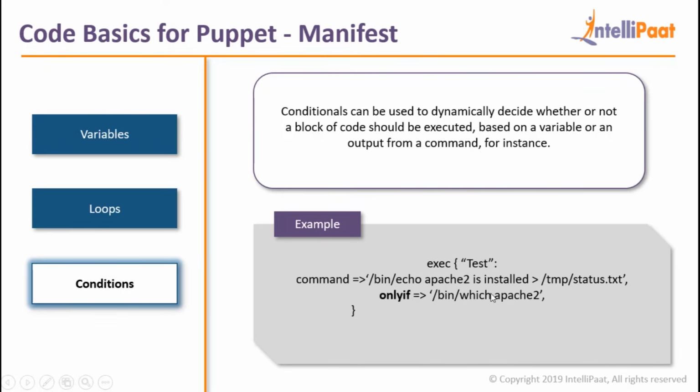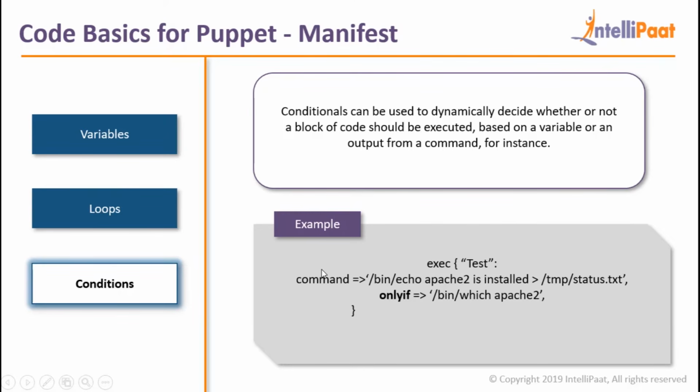And what is this other command doing? It is basically checking whether Apache 2 is present or not. If Apache 2 is present, it will return something on the command line, otherwise it will not. So onlyif ensures that if this command is successful, it will return a code which is 0, and only if the code 0 is seen, only then will it run the command written over here. If this returns false or 1, in that case this command will not run.